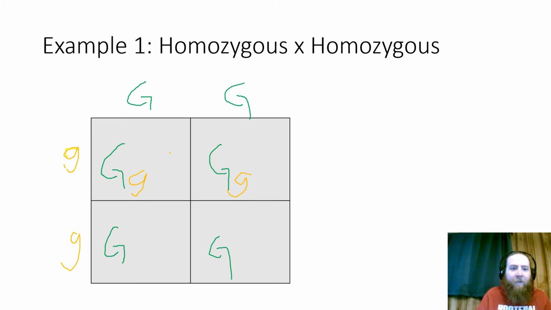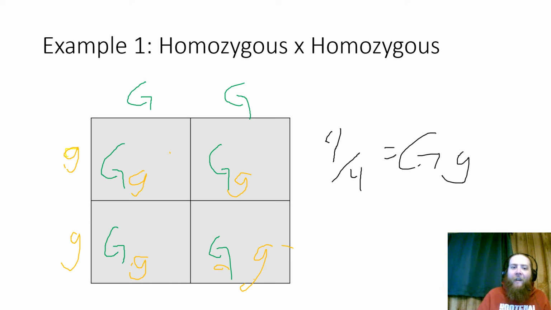I'm going to use a different color next time. Little g, and then little g, little g. So, 100% of these, or 4 out of 4, have the genotype big G, little g. We also have 4 out of 4 with the phenotype of green pods instead of yellow. So even though these guys are all heterozygotes, meaning they have one dominant and one recessive.